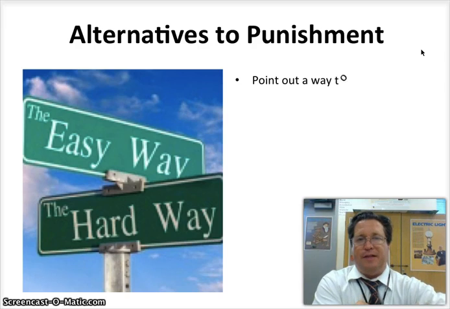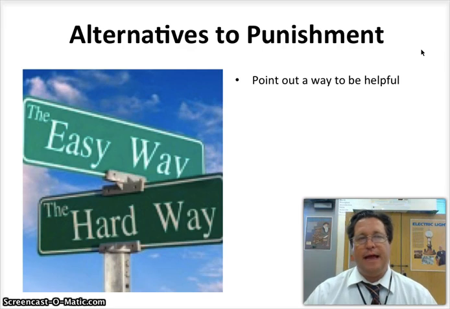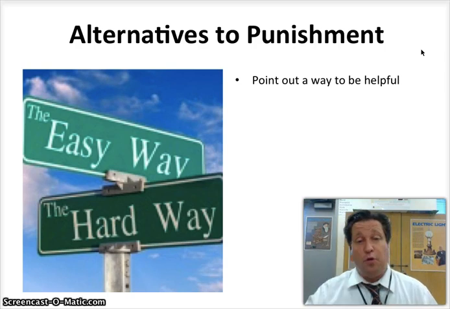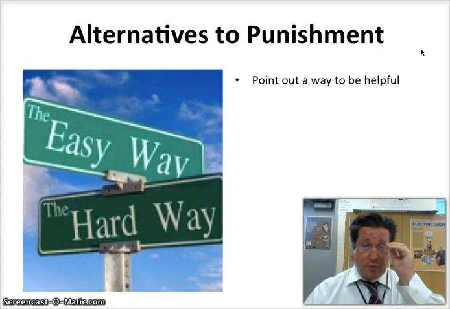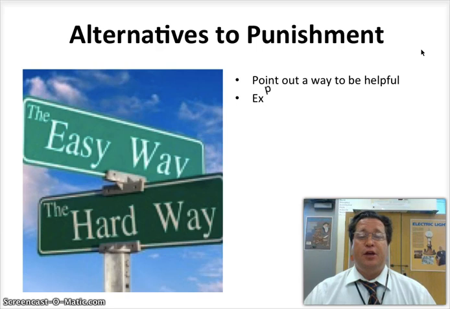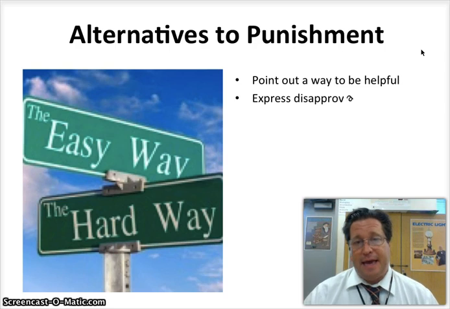Punishment is a good way to destroy a relationship, especially with a kid who already feels marginalized. So the first thing the authors advise you to do is point out a way to be helpful. You've broken a rule, you've done something that's really upset the people here at school. I'd like to help you out, but we have to address the problem. You can express your disapproval as a teacher, as an authority figure, without attacking the student's character.